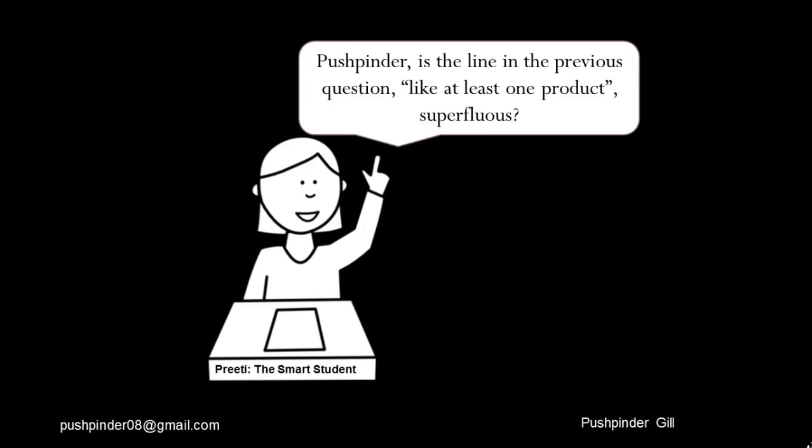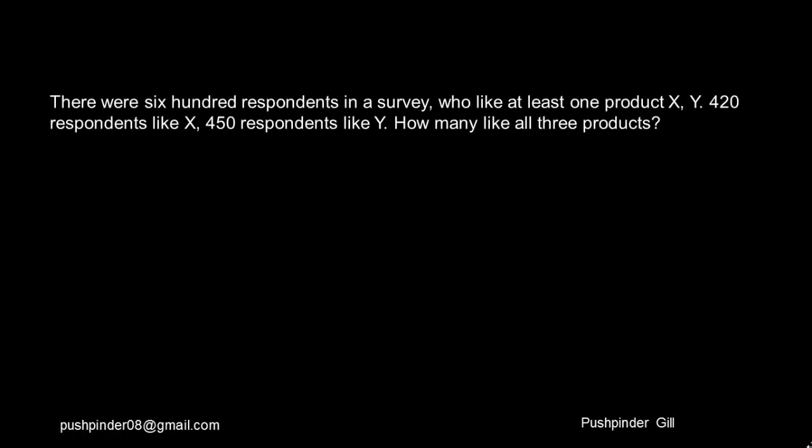Okay. Preeti is asking me a question. She's asking me, is the line in the previous question, like at least one product, superfluous? Well, this is a very good question, because this line completely changes the scenario in the question. So let's see what she's asking. Let's answer her question. Now this was the question that we did earlier. There were 600 respondents in a survey who like at least one of the products. Now she's asking whether this line is required or not, because I haven't discussed this line in the previous slides.